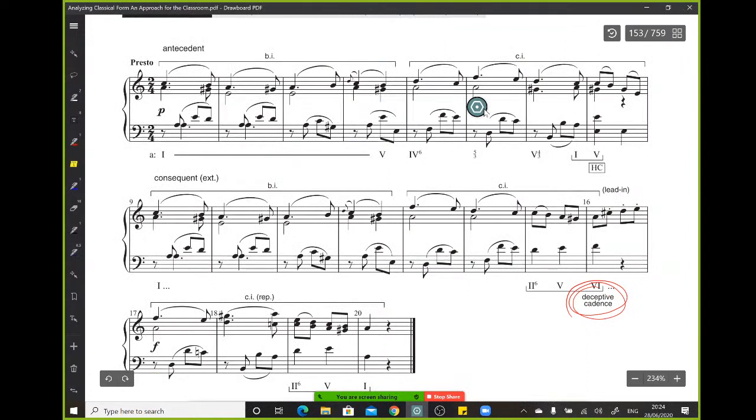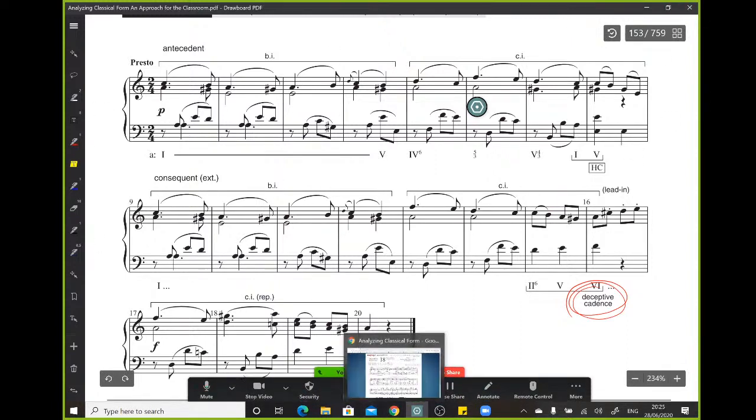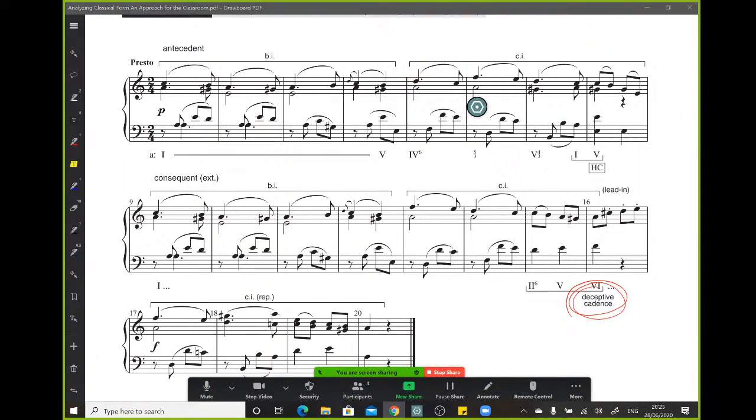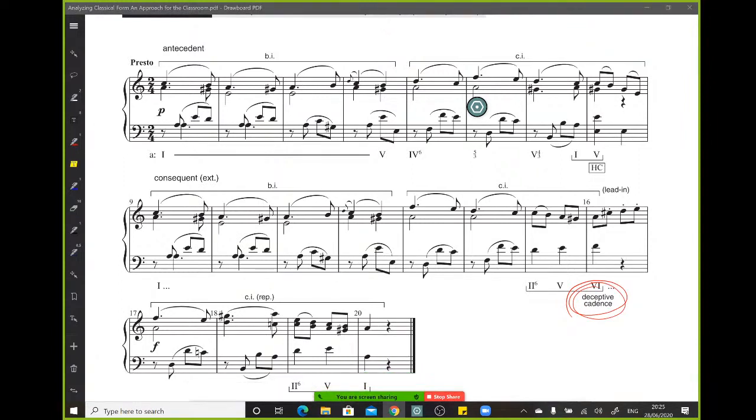This is an example of ending on a 6. Just an example of the traditional deceptive cadence. And in this case, if we see the structure, now we're going to listen to it as well. Page 153, example 5.5. Now I will play it back to you.